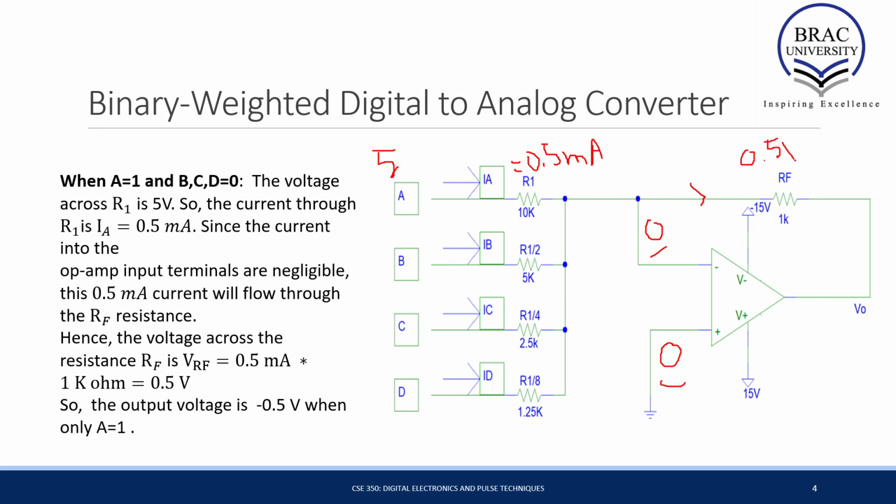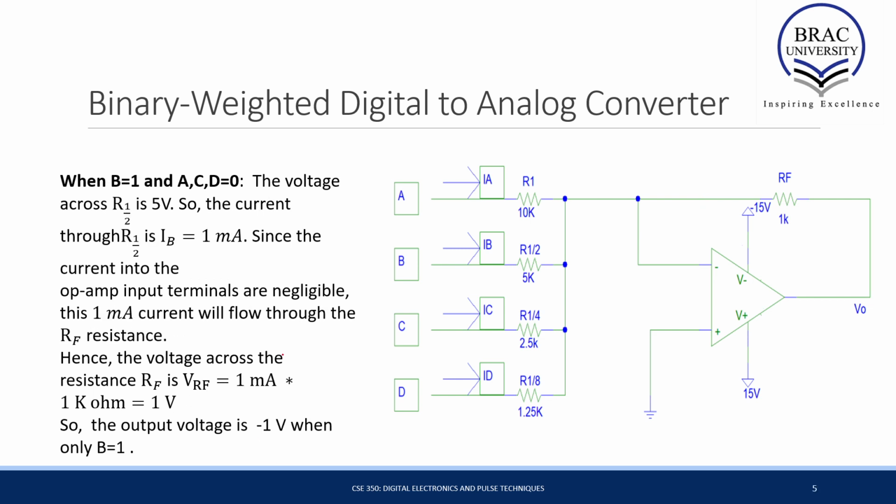0.5 volt. And since VRF is equal to basically V0 minus V negative, this voltage minus this voltage, we can say VO is equal to minus 0.5 volt only when logic A is high.